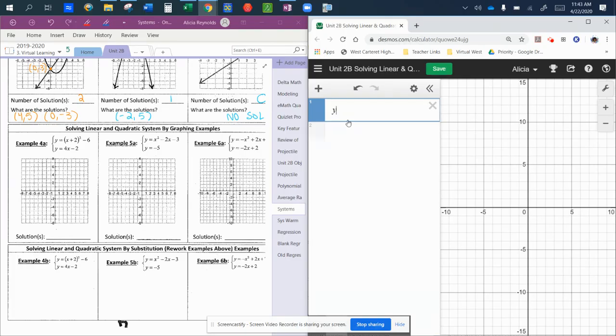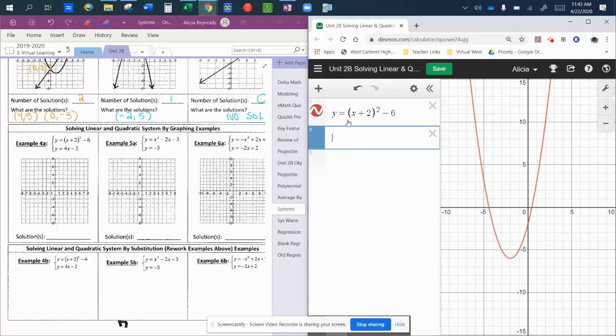So we need to type in y equals, and we can type this in exactly as it is, plus 2. We do shift 6 to get our exponent of 2, minus 6. And then our line y equals 4x minus 2.